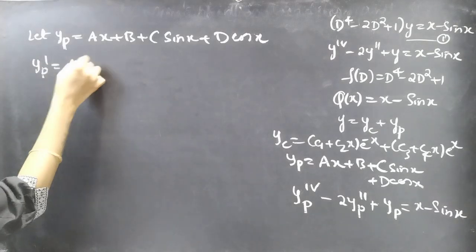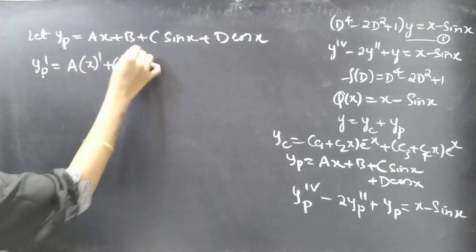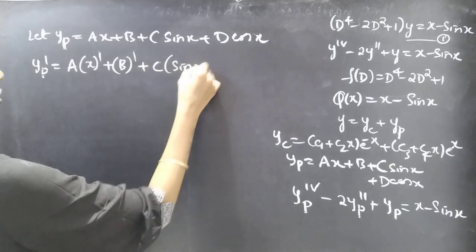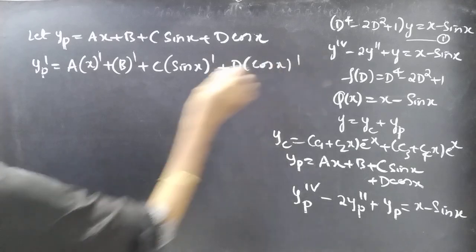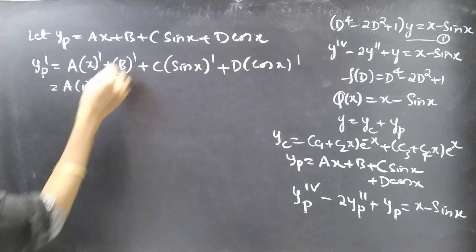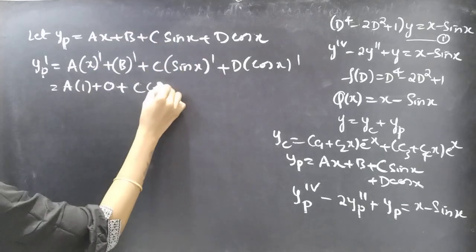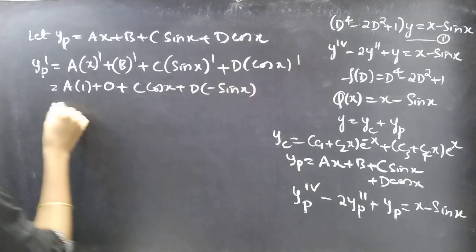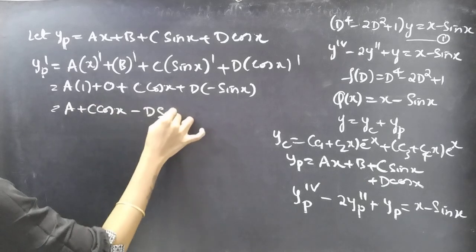Yp dash equal to a into derivative of x, plus derivative of b, plus c into derivative of sin x, plus d into derivative of cos x. You can just write directly instead of writing this step. A into derivative of x is 1, plus derivative of constant is 0, plus c into derivative of sin x, cos x, plus d into derivative of cos x, minus sin x, which gives us yp dash equal to a plus c cos x minus d sin x, right?